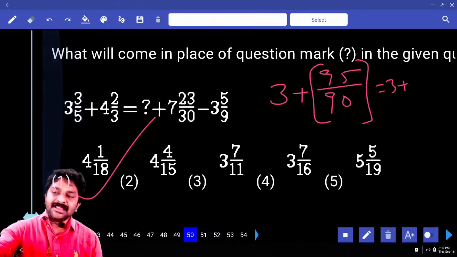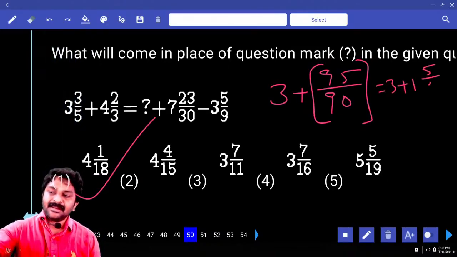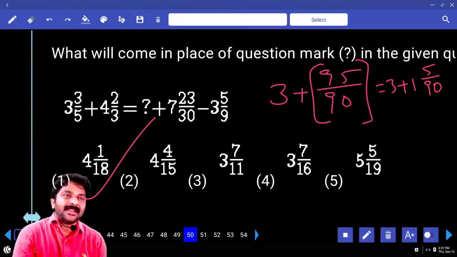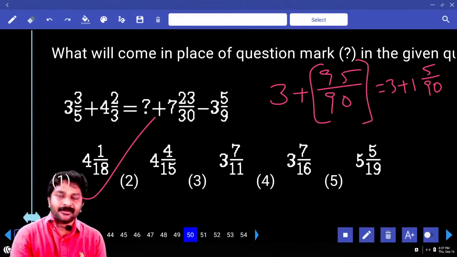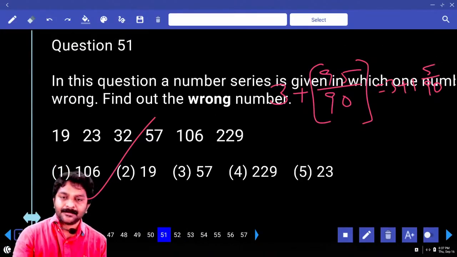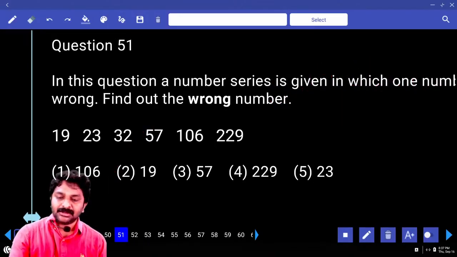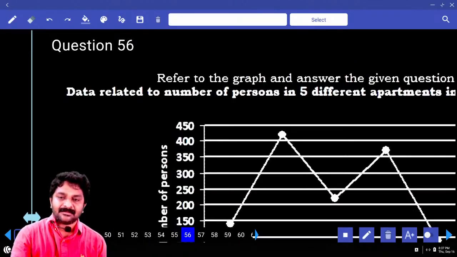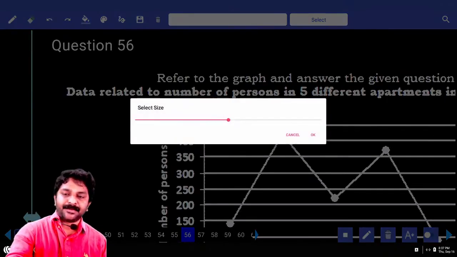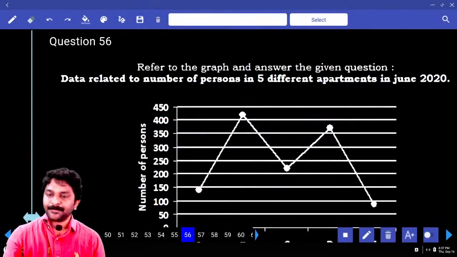This is 3 plus 5 by 90. That means 5 by 90 can be written as 1 by 18. So 1 by 18 is the final answer. Wrong number series: don't touch wrong number series in your exam. Give last priority for those questions.